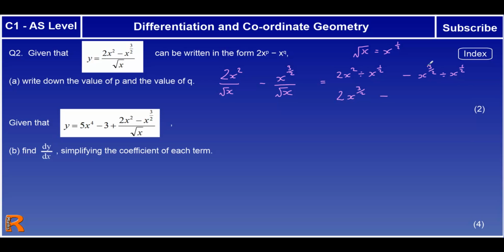So the second one, minus x to the 3 upon 2 divided by x to the half is just x to the 1, because 3 over 2 minus 1 over 2 is 1. So what we've got here is 2x to the 3 upon 2 minus x, and so that tells us that p is 3 over 2 and q equals 1.